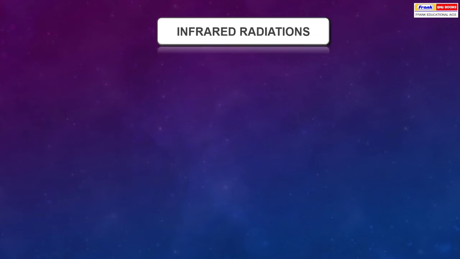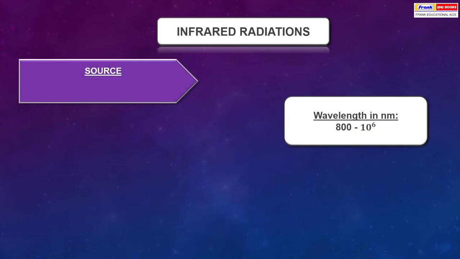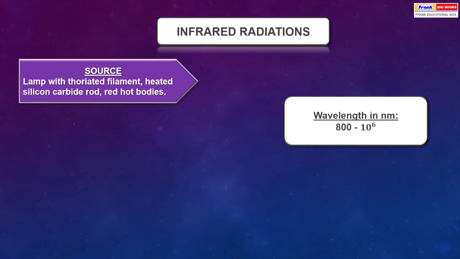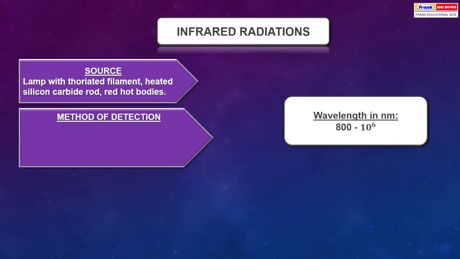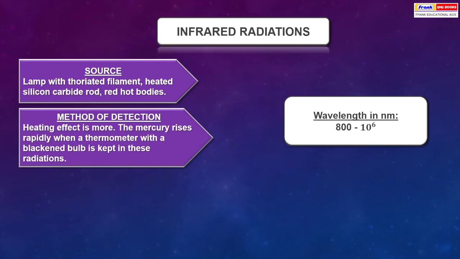Infrared radiations, wavelength 800 to 10^6 nanometers. Source: lamp with thoriated filament, heated silicon carbide rod, red hot bodies. Method of detection: heating effect is more. The mercury rises rapidly when a thermometer with a blackened bulb is kept in these radiations.